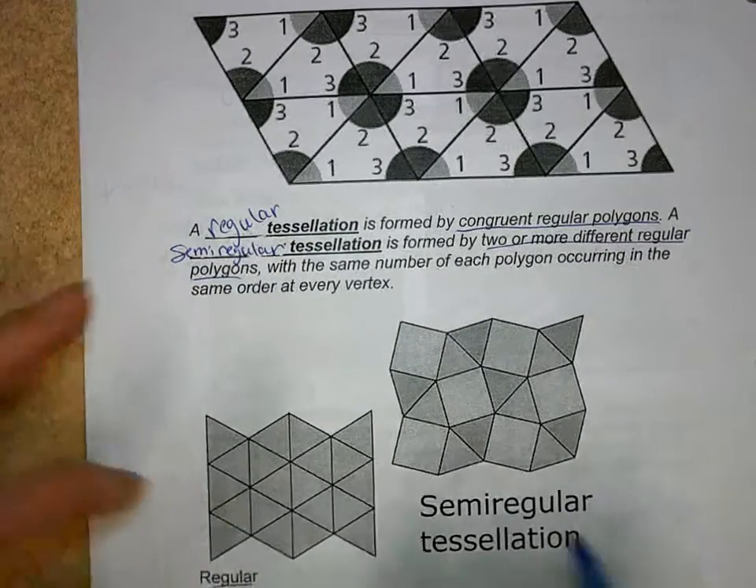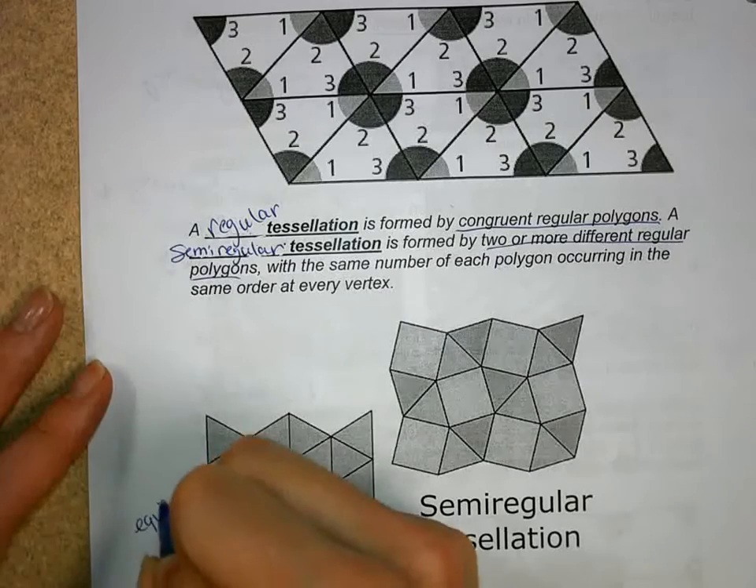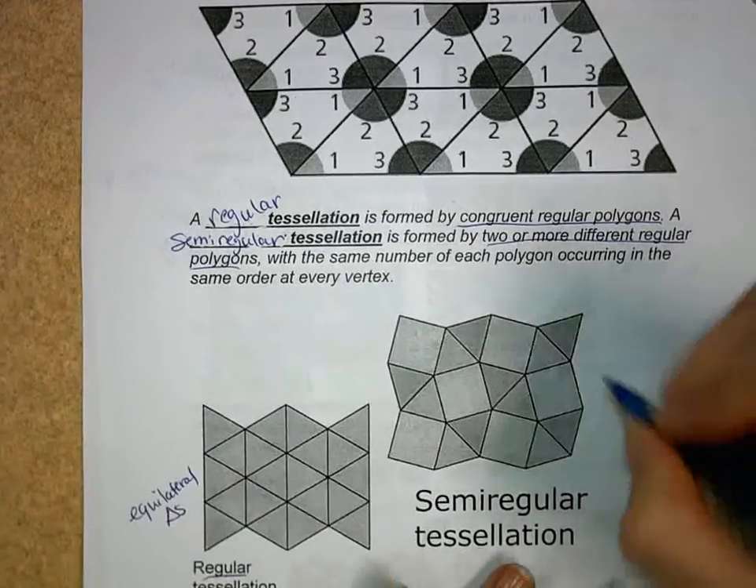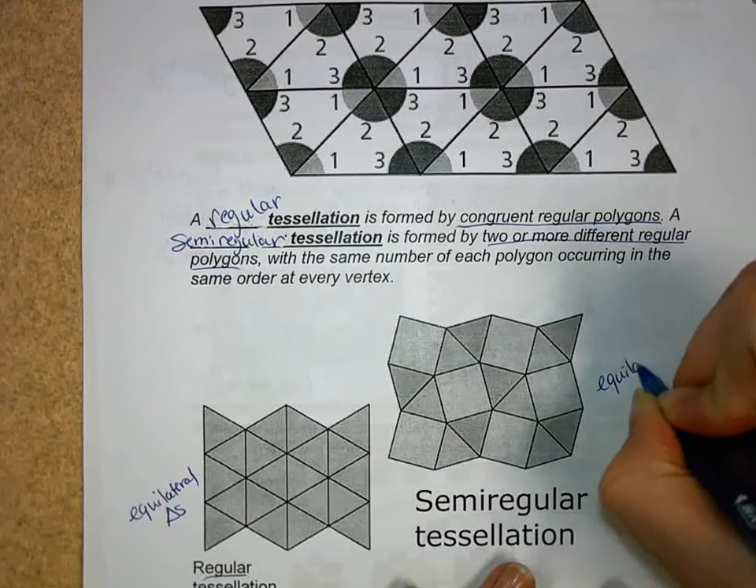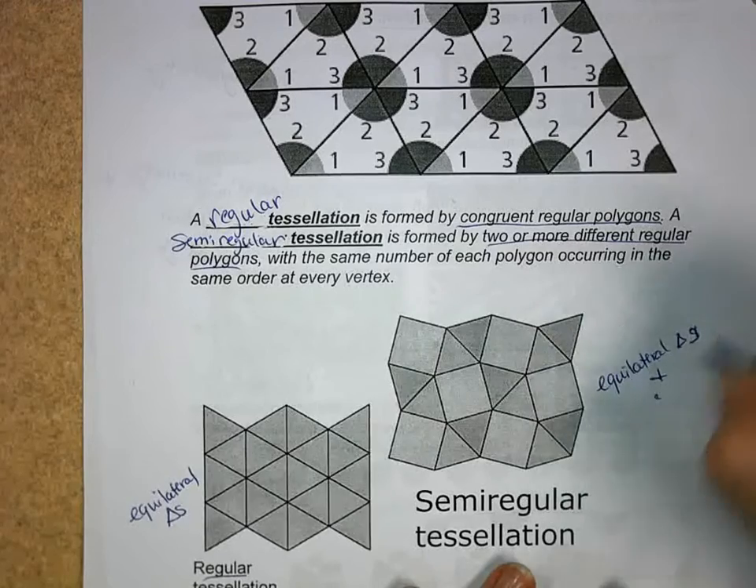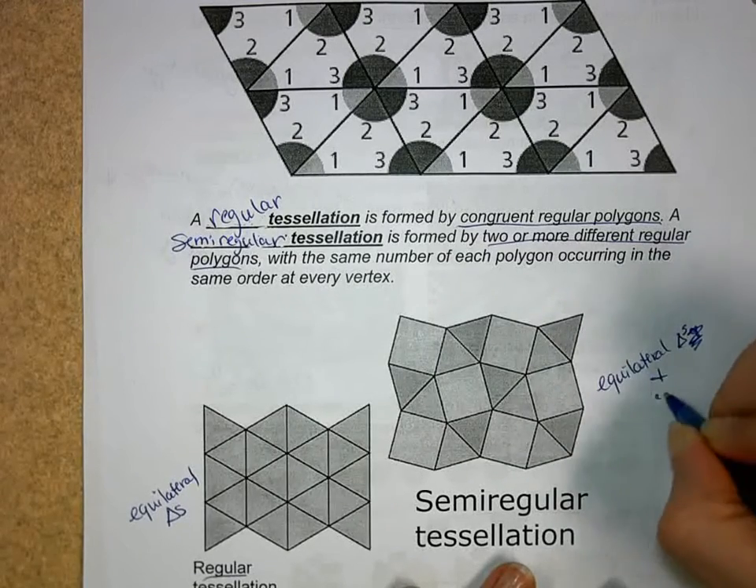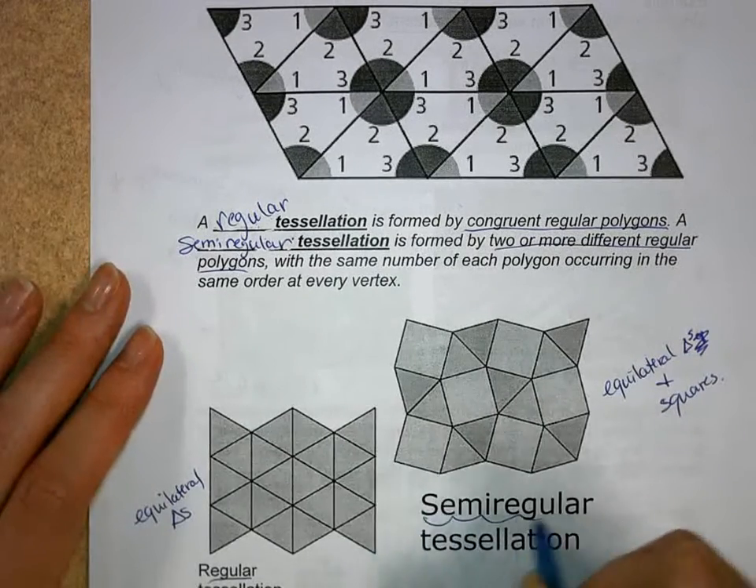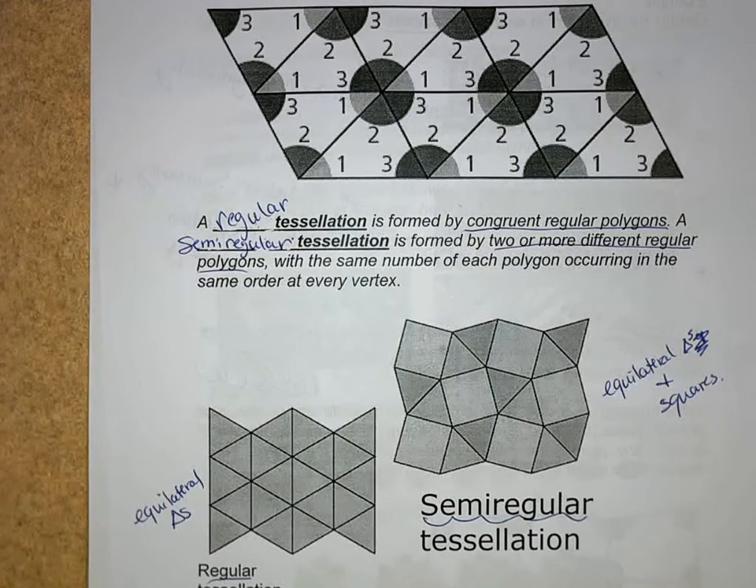Regular tessellation, here's one with the equilateral triangles, right? This one uses equilateral triangles. All right, and squares. There should be triangles and squares. If I use more than one regular polygon, it becomes a semi-regular tessellation. Now, we also can have neither. You can still have tessellations that are really cool, but they're neither. They're just not made of regular polygons.